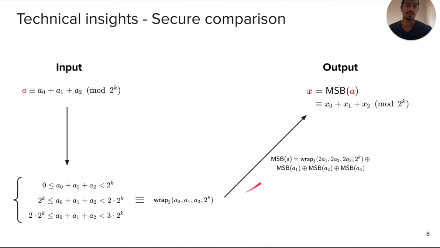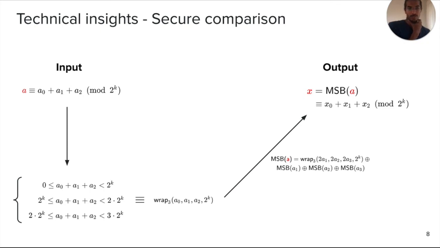What it says is the most significant bit of a number is actually a local operation. So once you compute this wrap function on 3 different values, and these different values are just twice the value of the shares, you can actually compute the MSB using local operations. So you compute this wrap function and then you XOR it with MSBs of A1, A2, A3, which are already locally available to each of the parties.